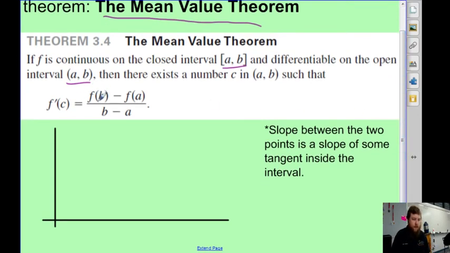This is like the slope. Think of this like the slope between 2 points. If I did y1 minus y2 over x1 minus x2, think of this kind of like the slope between 2 points.